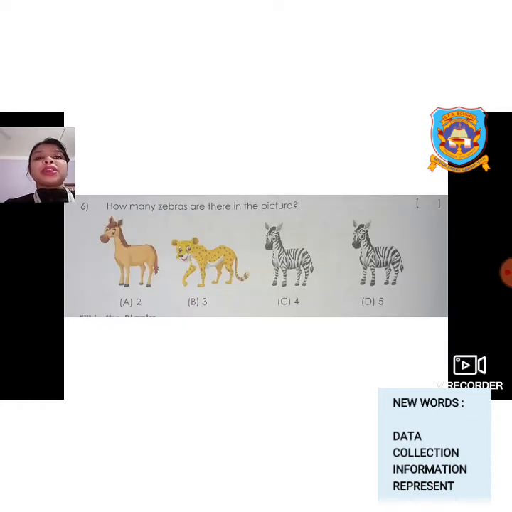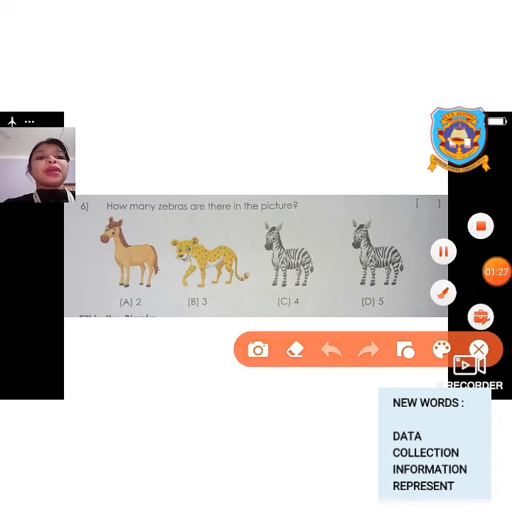The next question is, how many zebras are there in the picture? Okay, so we can see 4 animals here. So how many zebras are there? There are 2 zebras. Okay, so it is option number A.